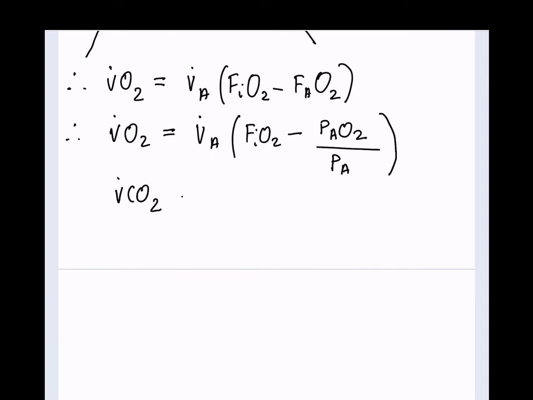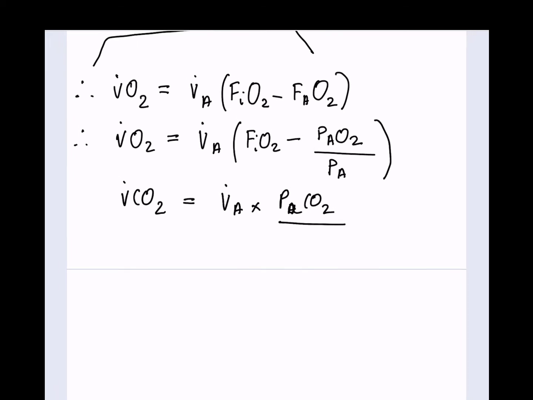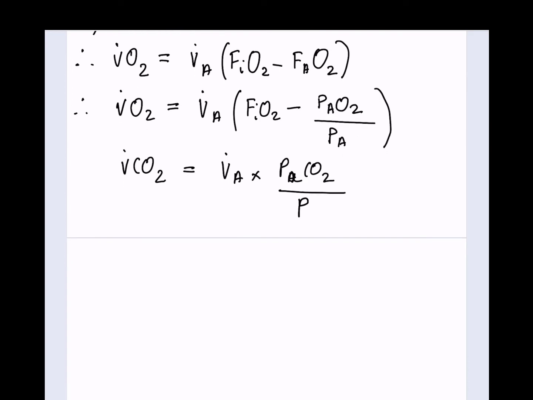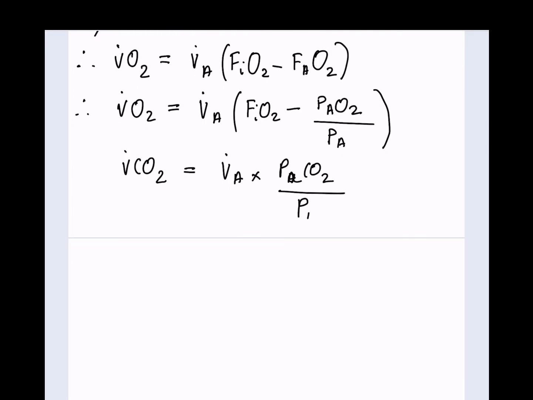VCO2 was simply the amount of alveolar ventilation times the fraction, the partial pressure of carbon dioxide within the alveolus, and that'll be little a, CO2, assuming complete equilibration, over the pressure of gas within the alveolus.